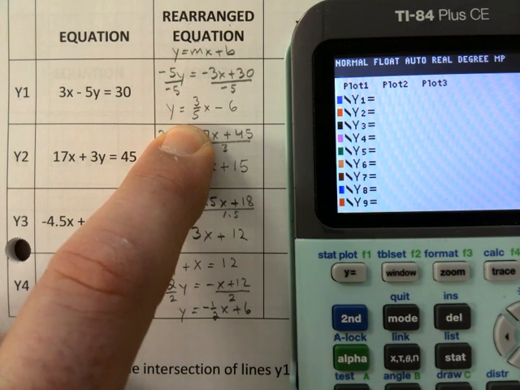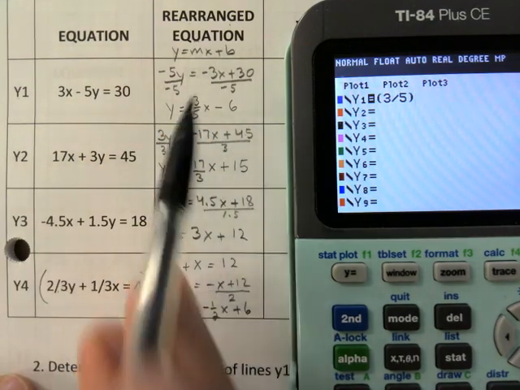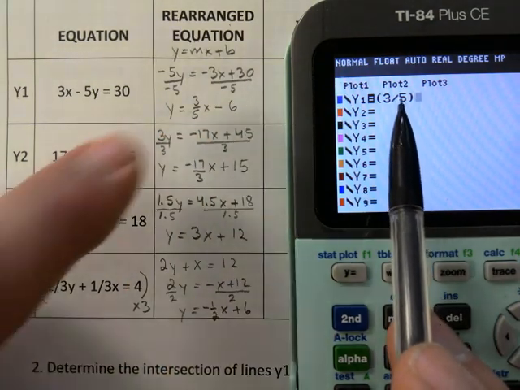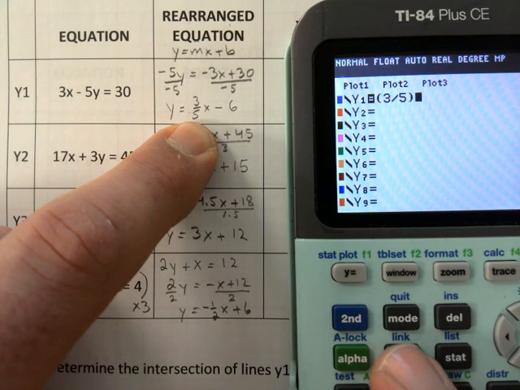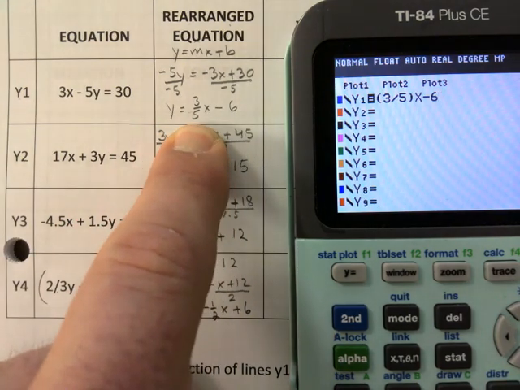Okay. 3/5. Don't just enter it like that. What do I use? I use brackets. So I will go 3 divided by 5, close it like that. Enter that in brackets, and then just x. Remember your x button? Minus 6. That's how I enter the first one.